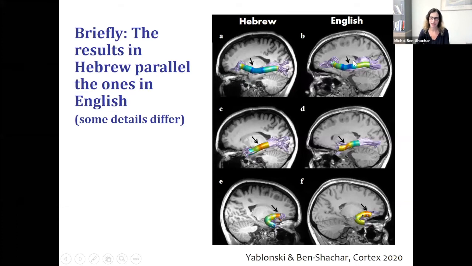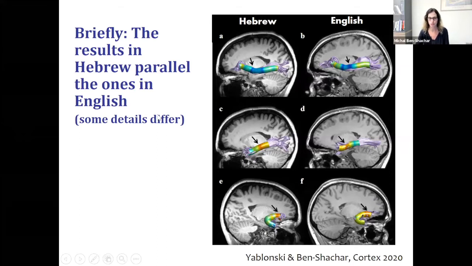This is a nice way to look at it. In English, you can see the association along the IFOF with the morpheme interference cost. Similarly, in Hebrew, there is an association along the left IFOF. And you can see similar associations in the left inferior longitudinal fasciculus and in the right uncinate fasciculus. So there is a generalization.